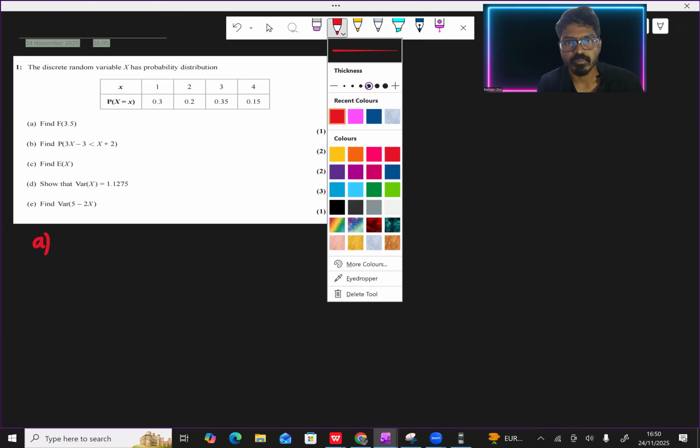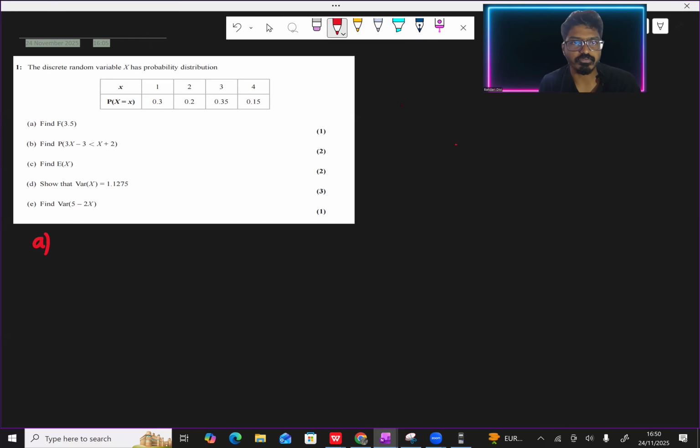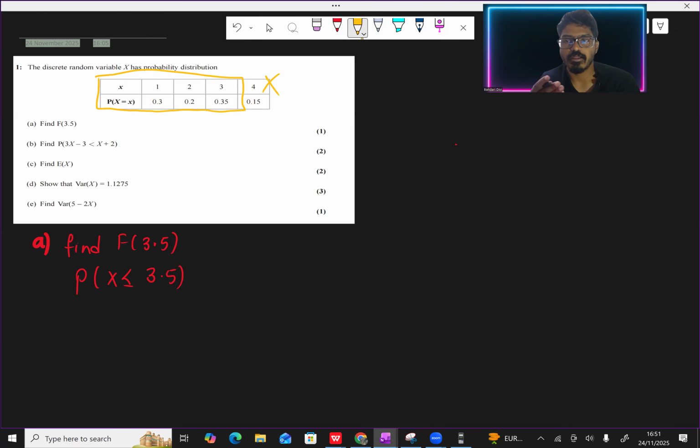So we will solve part A. First we have to find F of 3.5. To find F of 3.5, we have to find the probability of the random variable being less than or equal to 3.5. So what are the probabilities that are less than 3.5? 4 doesn't come, since 4 is not less than 3.5. So we have to find the probability which is less than 3.5.